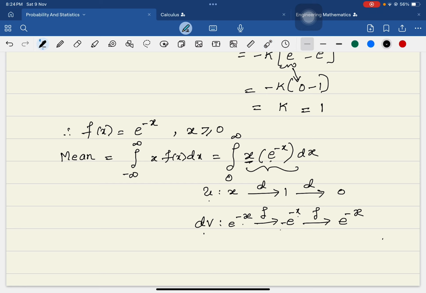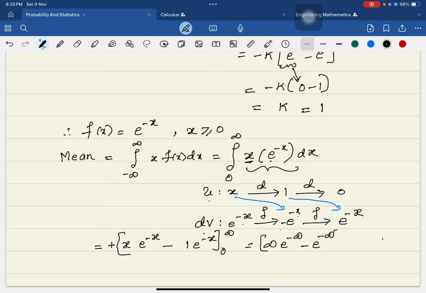Now we take the products. Take this product, not the one below; you take the next product, as you did in calculus. That gives x times e raised to minus x, and then you take the next two, which is 1 into e raised to minus x. Always start with plus and alternate with minus. The limits are from 0 to infinity. Applying the upper limit, it is infinity times e power minus infinity minus e power minus infinity, minus the lower limit, 0 times e power 0 minus e power 0.